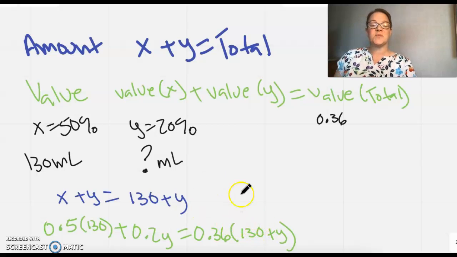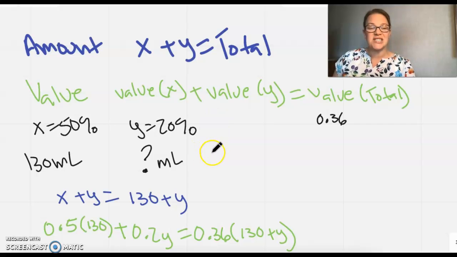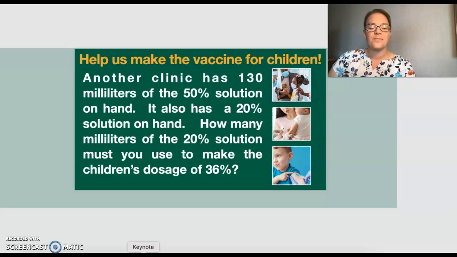I want you to take this back to your breakout rooms, discuss what we talked about, see if you can teach each other and figure this out, and then send me a direct message of what the x value and what the y value are. I need to know how much of this 20% we need to use to mix. So go back to your rooms, figure that out, send me the direct message, and then we'll discuss it from there.